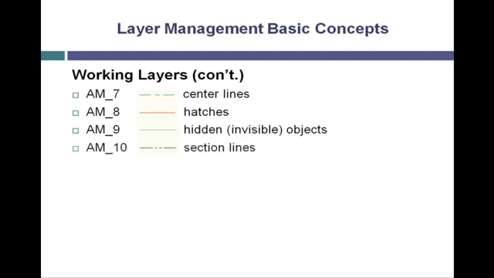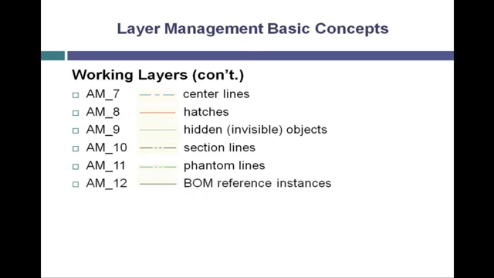AM_10 is used by the section line command, has a phantom line type, and a black or white color depending on your background color. AM_11 also uses a phantom line type, but uses a green color. AM_12 is used by the bill of material part reference command to place the part reference instances. It does not contain the definitions of the part references, just the instances.